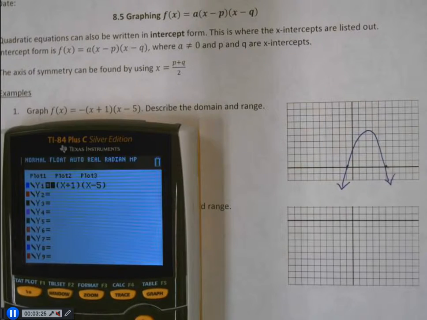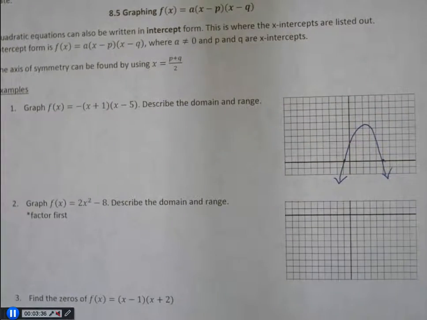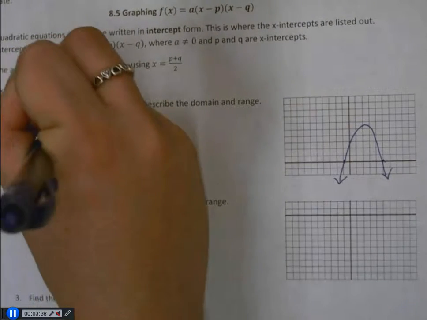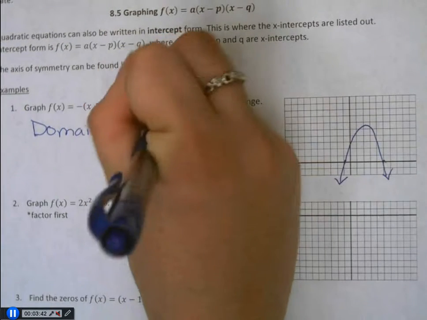So, has everyone graphed it? Remember, you press the yellow graph button to actually see the graph if you forgot. Okay, so now it wants me to describe the domain and range. Do you guys remember what I told you about domain before the break? Yes, it's always all real numbers.